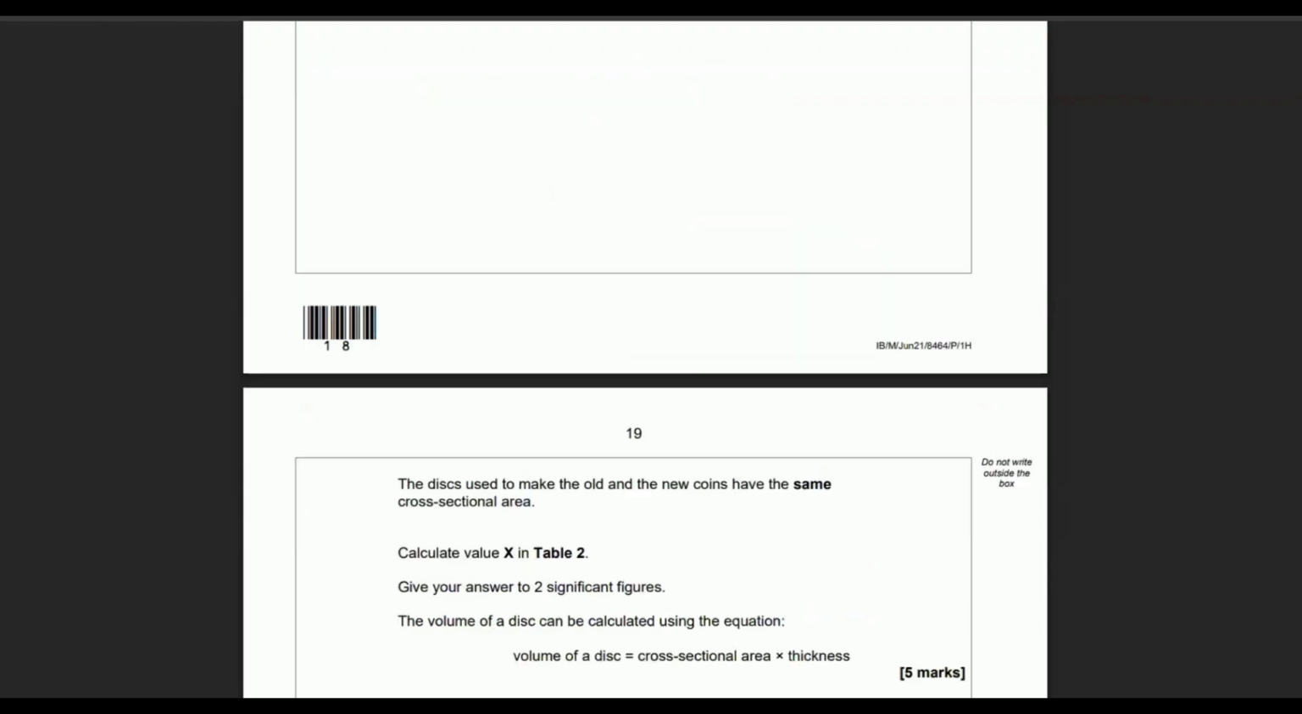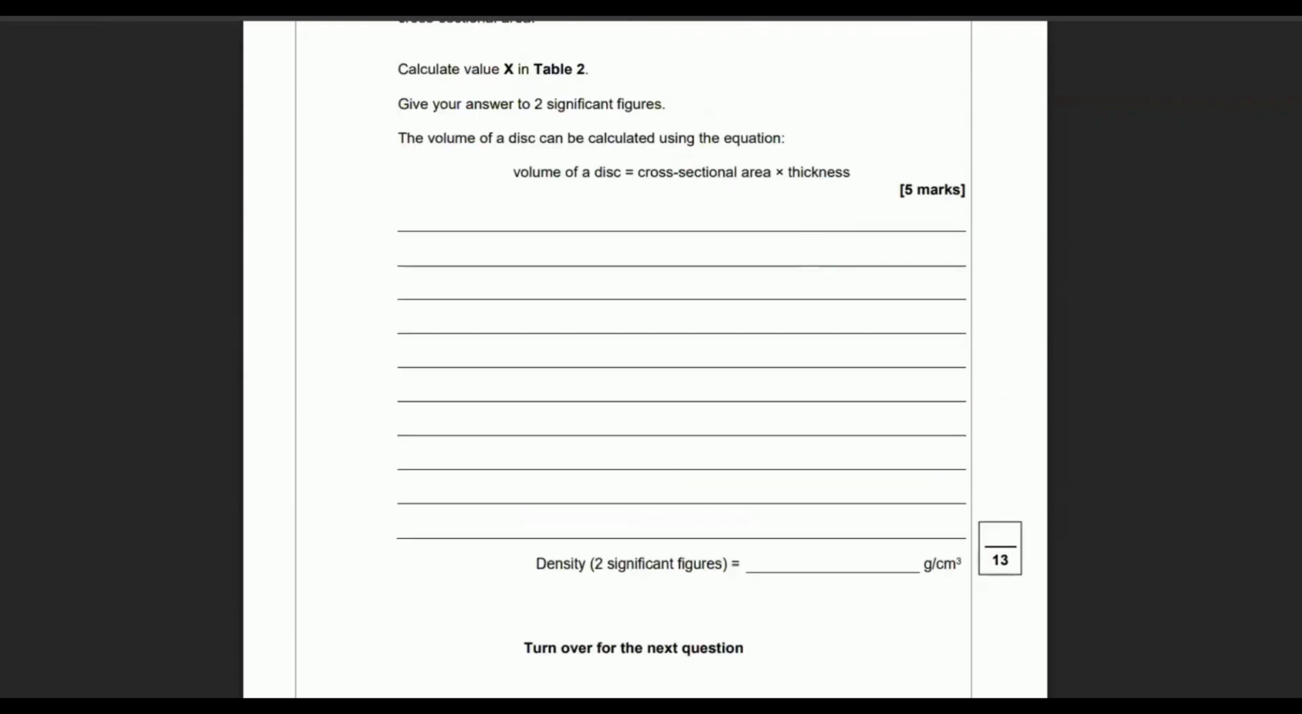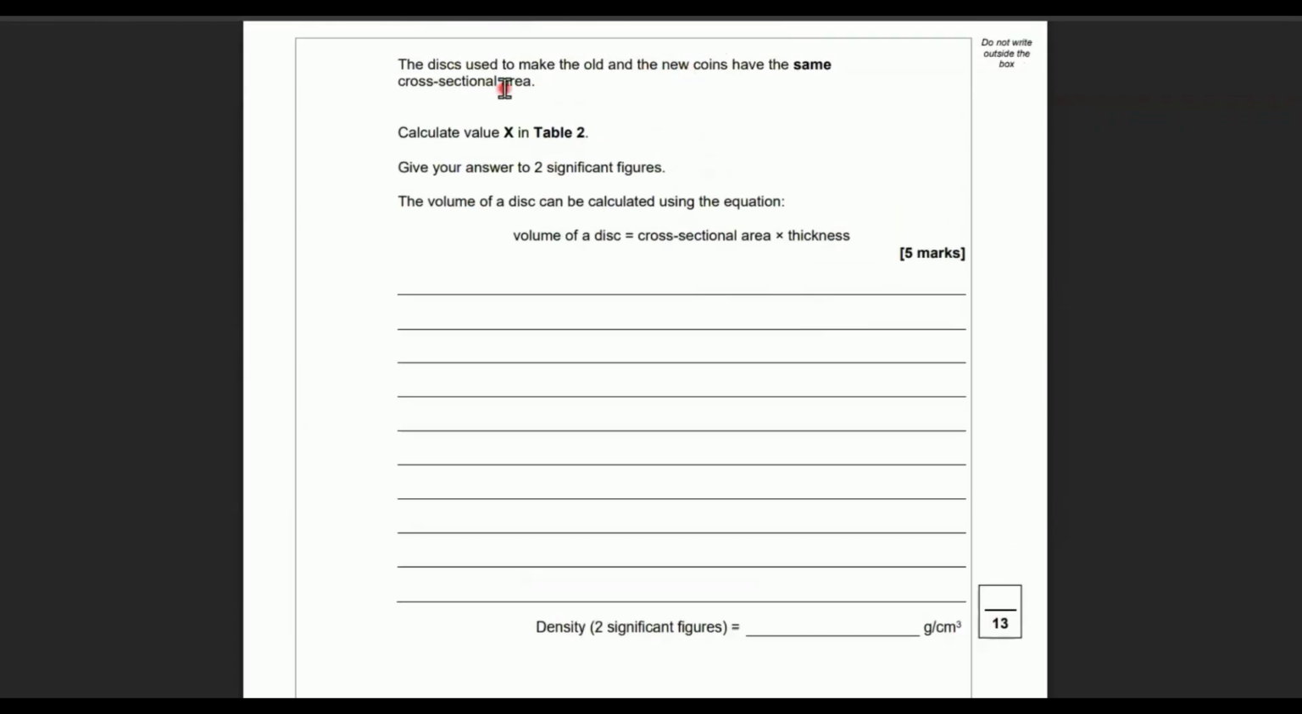Let's get down to the question. Oh, it's a fat 5 marker. So what we want to do here, folks, the discs used to make the old and new coins have the same cross-sectional area. So we know their cross-sectional area is the same. Calculate the value X in table 2. That's going to get us one of these 5 marks. Give your answer to 2 significant figures. That's going to get us 2 marks.